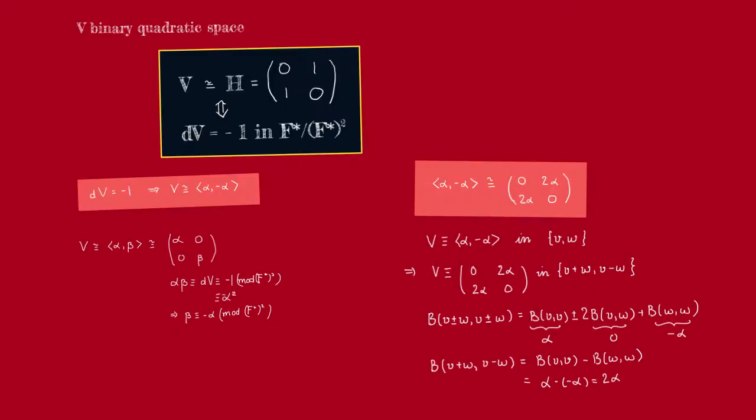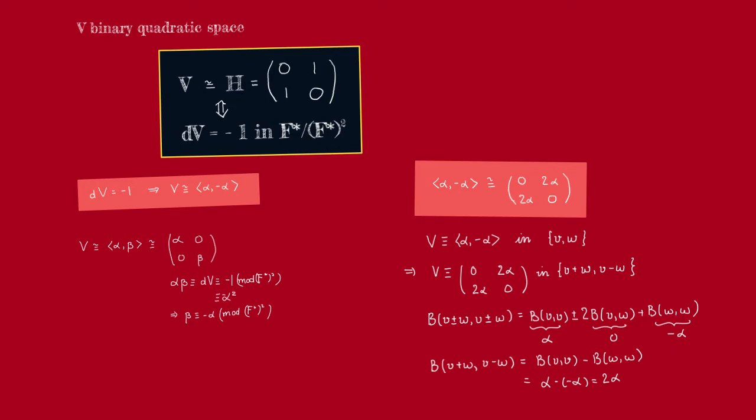So now we give a characterization of the hyperbolic plane in terms of its discriminant. Obviously, the discriminant of the hyperbolic plane is -1. Now we show that the converse is actually true. If we have a binary quadratic space and its discriminant is -1, then it must be isometric to the hyperbolic plane. So let's see why that is.